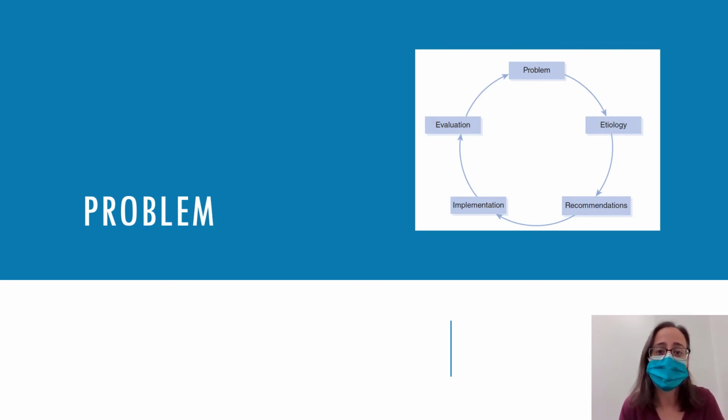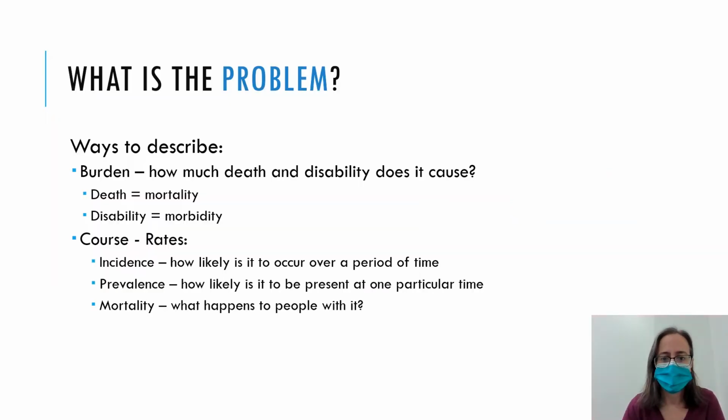Let's start with identifying and characterizing the problem. In public health, the way we describe a problem is pretty consistent from thing to thing. What we want to know is, what's the burden of the condition or disease? How much death and disability is it causing? In epidemiology, which is the study of illnesses in a population, we use 2 different terms: mortality, which refers to death, and morbidity, which refers to disability. So you'll see morbidity and mortality often talked about.